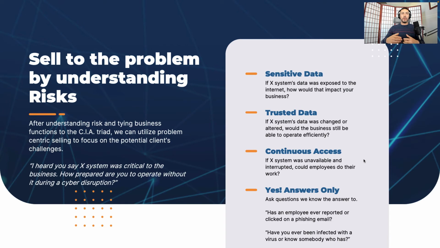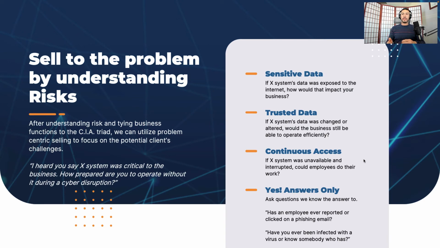And so what we want to do is we want to sell to the problem. So the risks to the company, the cyber risks, are their problems. So as we listen into these, we can start asking specific questions about the data. And again, we can tie those to the CIA triad. So call out those top three systems. If X system's data was exposed, how would that impact the business?